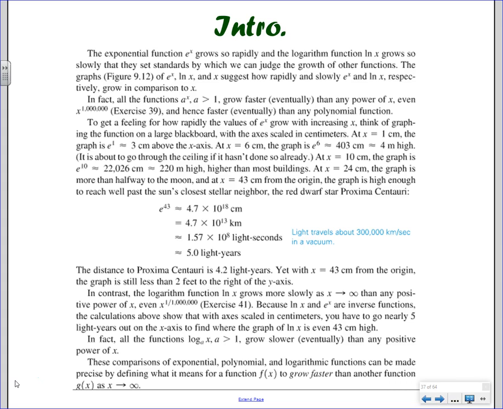In fact, all the exponential functions, a to the x where a is greater than 1, grow faster, eventually, than any power of x, even x to the million, and hence faster than any polynomial function.